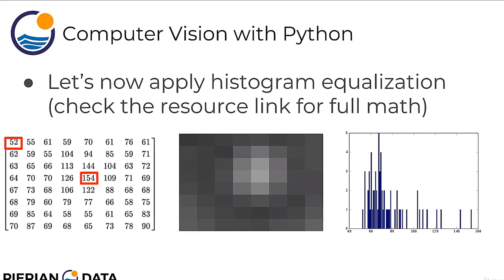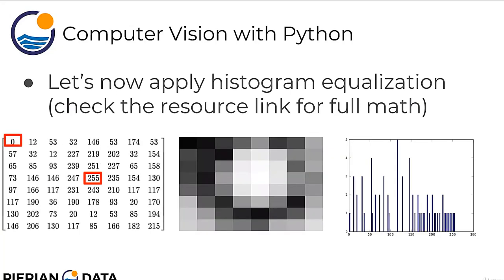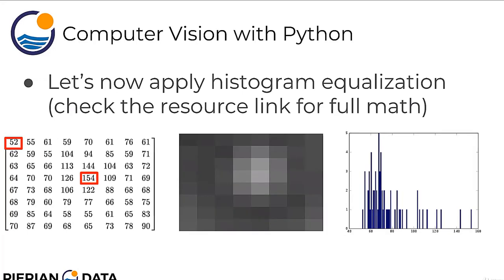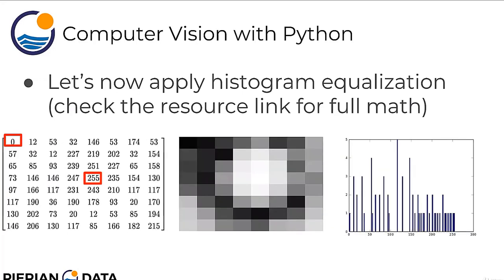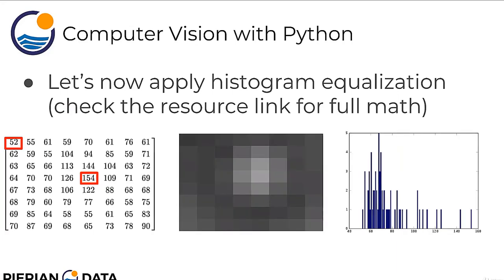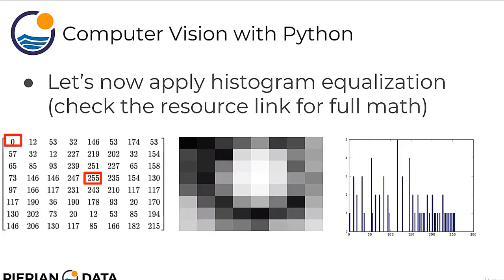What we're going to do now is apply histogram equalization, and definitely check out the resource link in this lecture for the full mathematical breakdown of how this actually works. It works from a cumulative distribution function, but right now we're more concerned with the effects of applying histogram equalization. After you apply histogram equalization, notice what happens to those left values. That minimum value that was 52 now gets transformed to 0. And that max value, which was 154, then gets transformed to 255.